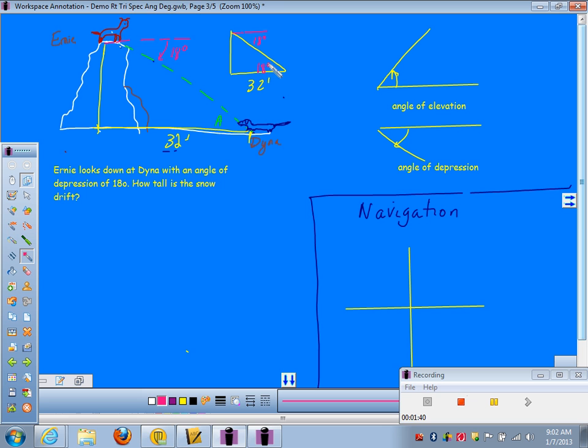In other words, the 18 degrees is the angle of elevation. The angle of elevation and the angle of depression will be the same thing. So it's usually easiest if they give you an angle of depression, I just go put it down as an angle of elevation.